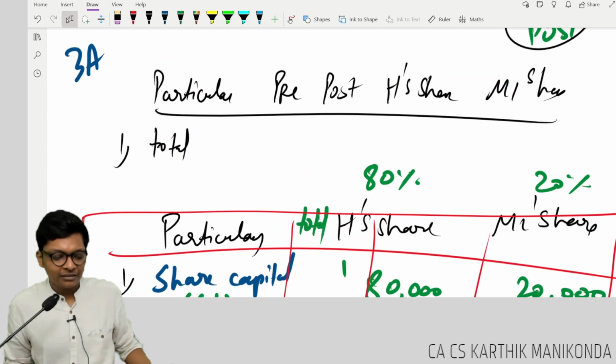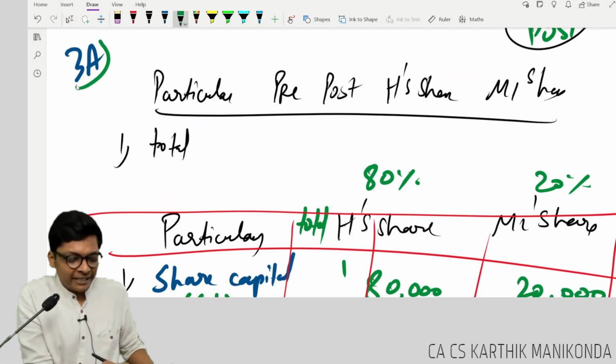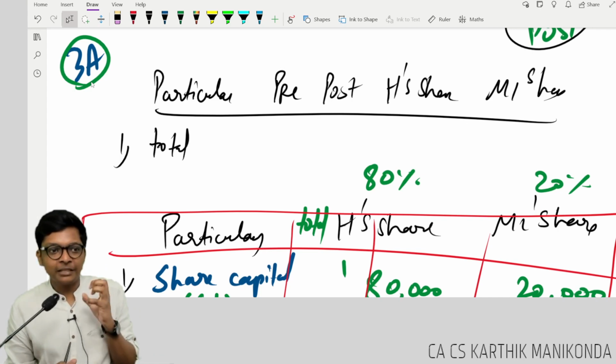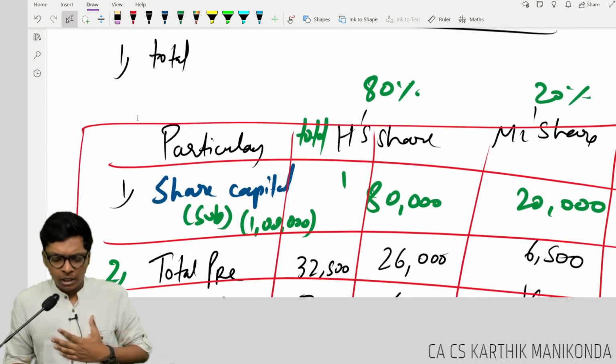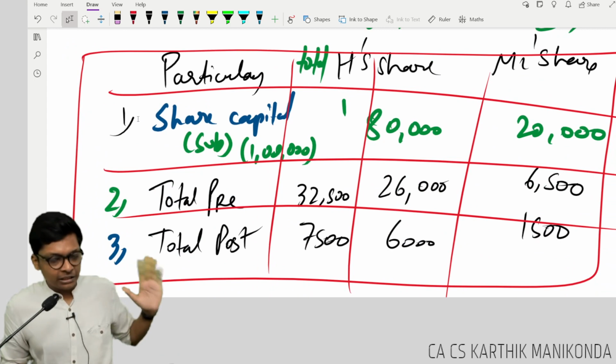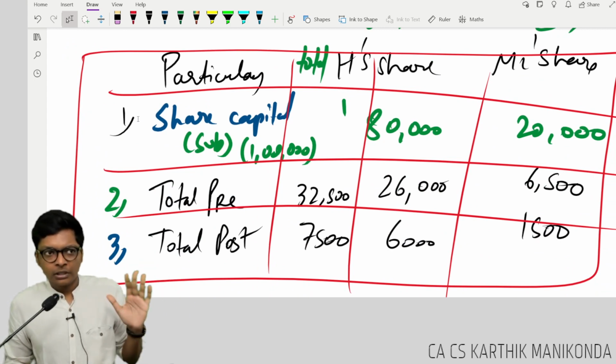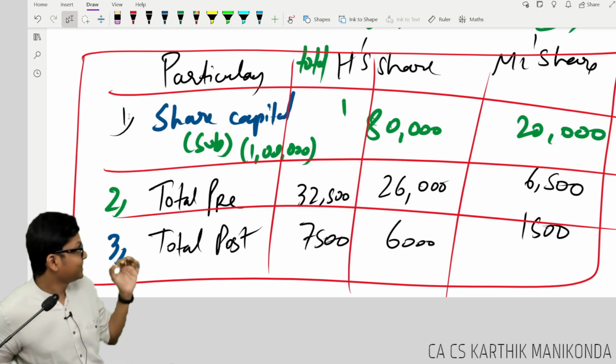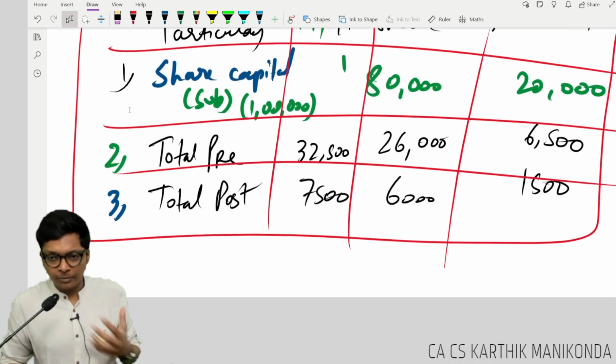This is step number 3A. That's why I gave it separately as 3A. It's a key step. This 3A is the magical step in consolidation. The ICAI study material does not do it like this. They do it in a more detailed way. Ours is a crisp and short way to save a lot of time. Now this is your 3A, the heart or the magical step.